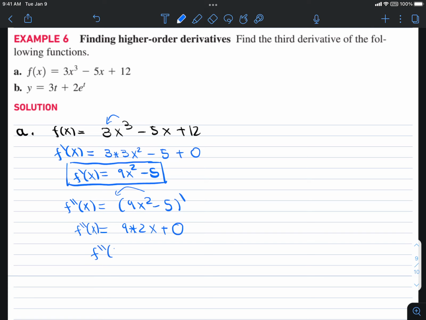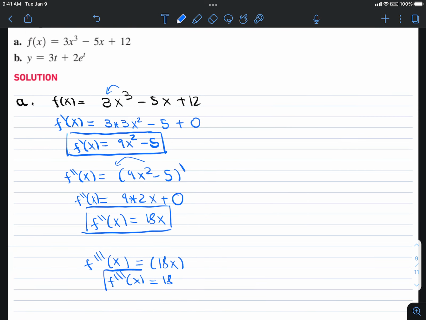So f double prime of x is equal to 18x. Note again, it was degree 3, degree 2, and now degree 1. So that's the second derivative, but I want the third one. So f triple prime of x will be just the derivative of 18x, which is then 18. So that is now a constant, a degree 0 function. So that is the answer. That's the third derivative of my function.